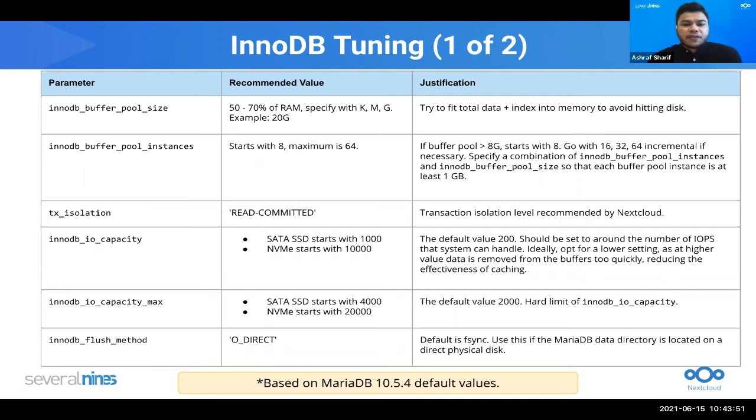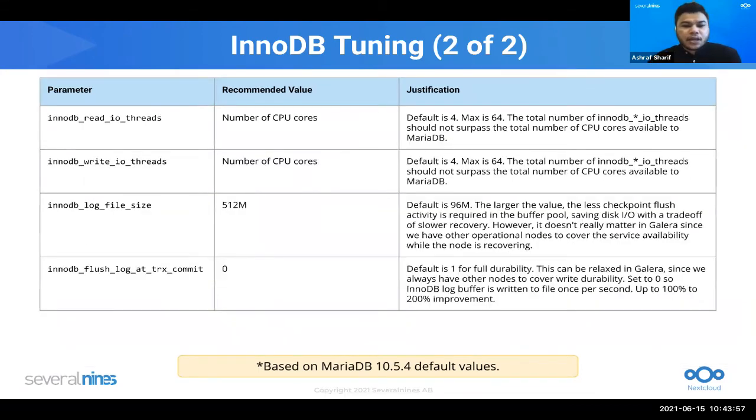For the flush method, if you have a direct attached local disk, O_DIRECT is usually the best option. Some more tuning for InnoDB. The InnoDB read and write IO threads should be set higher, but not over the total number of CPU cores available. The InnoDB log file size can be increased to save IO, with a trade-off of slower crash recovery during startup.